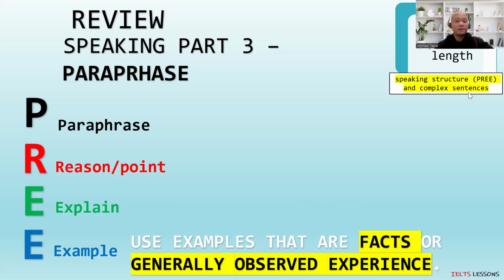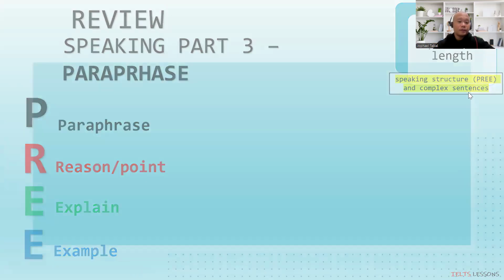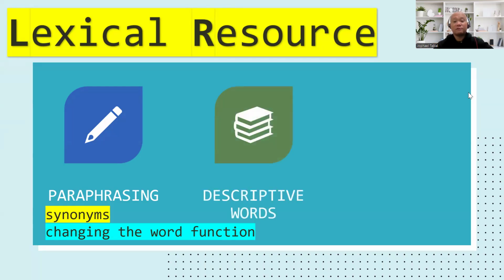Now, the candidate here mustn't say, for example, from my experience, or in my family, or during that time I had this one and that. So that is a kind of example that the candidate must not use. Okay. So that's, again, the first structure for speaking at length: paraphrasing. So when we paraphrase, that means we have to use synonyms or change the function of the word.